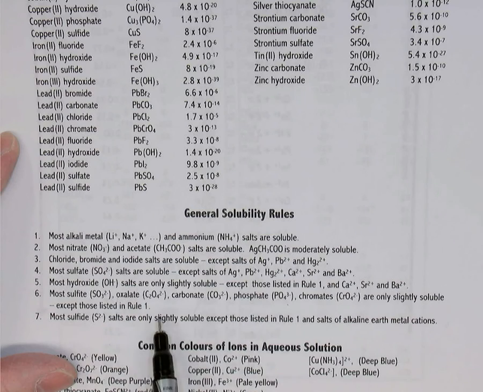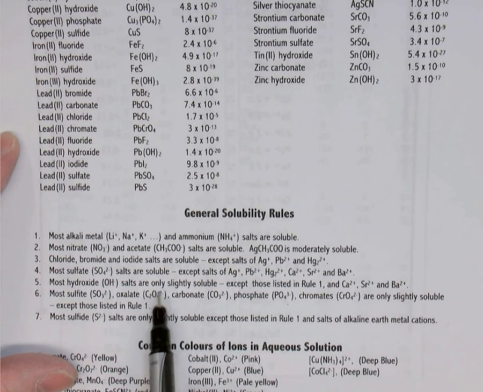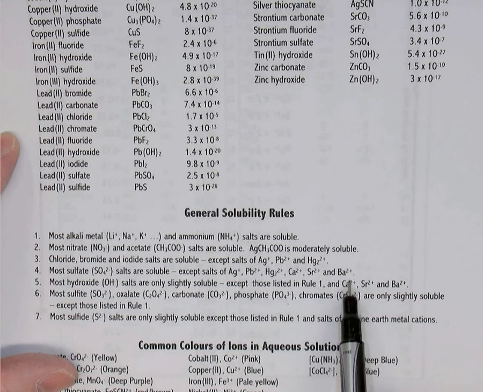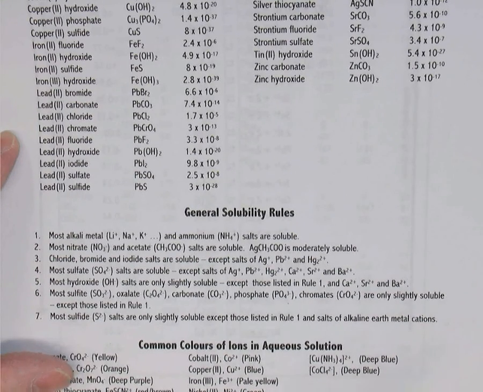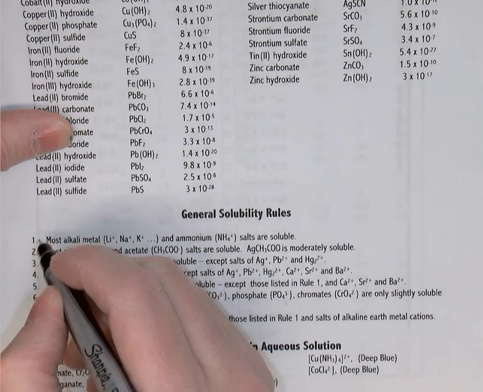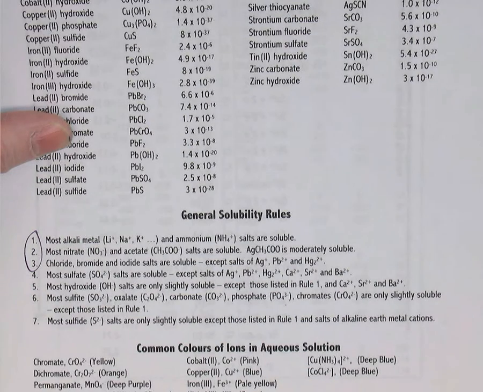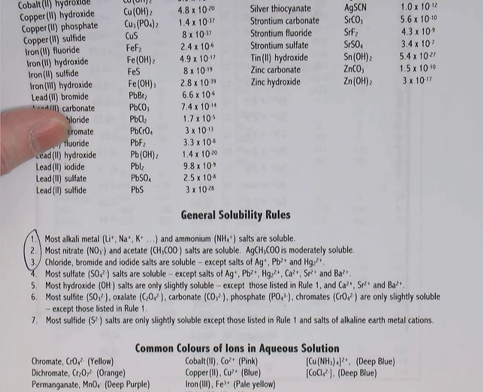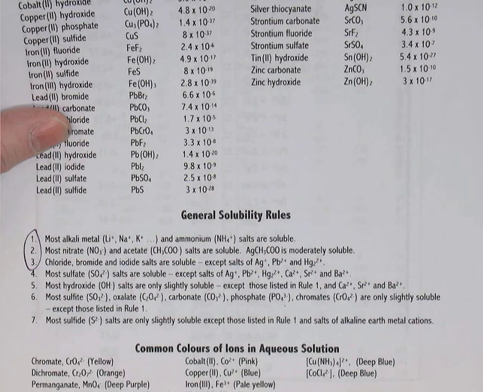Chlorides, bromides, iodide salts are all very soluble unless they're bonded to silver, lead, or mercury. So silver chloride, lead bromide, those would form precipitates, for example. Sulfate salts are also soluble, except for silver, lead, mercury, calcium, strontium, barium as well. So these are the rules. You may have some of them memorized. I would suggest memorizing at least the first 3 rules regarding alkali metals, ammonium salts, the nitrates, and the chloride, bromide, iodide salts. Those are very commonly encountered situations that are worthwhile memorizing.